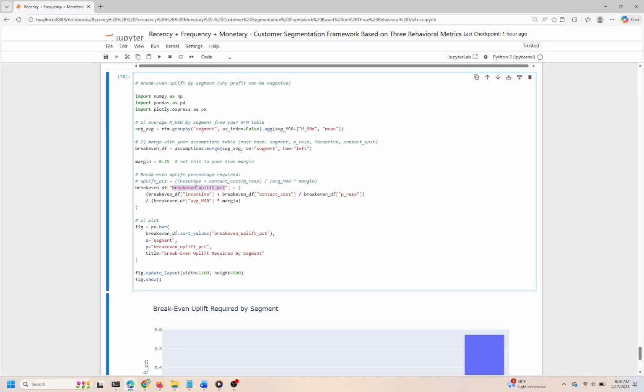After we've computed the break-even uplift percentage for each segment, we visualize these results with a bar chart, which helps convey the information clearly and allows for quick comparisons across segments. By sorting the data before plotting, we highlight which segments may require more focus in terms of boosting engagement.